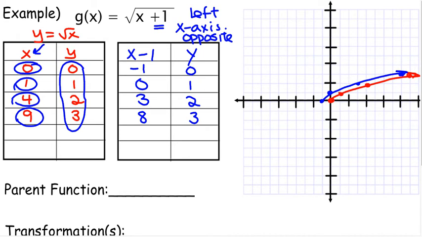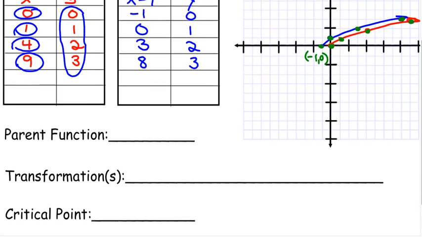So let's make a note here. Here was our original critical point. Now it's shifted left 1 unit, so now our critical point is negative 1, 0. This was our next point, and now it's shifted left 1. Here was our third point, shifted left 1. Our fourth point, shifted left 1. So we should see that happen, pushing all of those points to the left 1 unit on the horizontal axis.